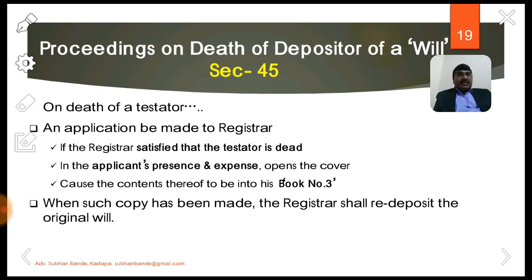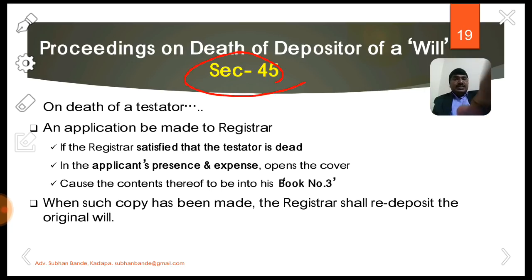Next, proceedings on death of the depositor of wills. What will happen if the depositor of the will dies? It is specified under section 45 of the Act 1908. On death of the testator, an application is to be made to the registrar. If the registrar is satisfied that the testator is dead, the person should produce the death certificate of the testator.